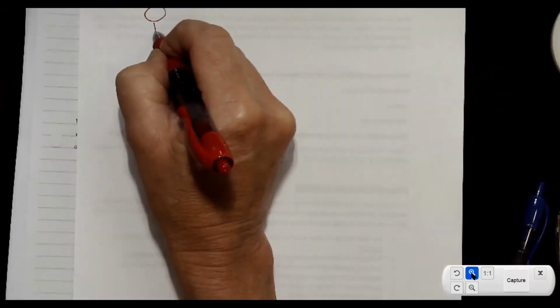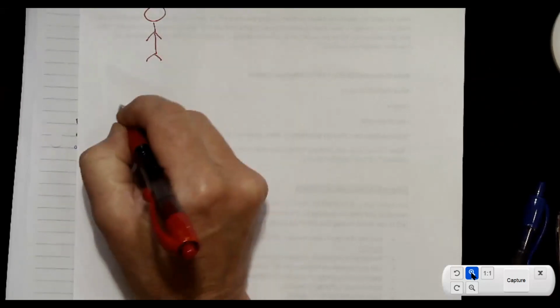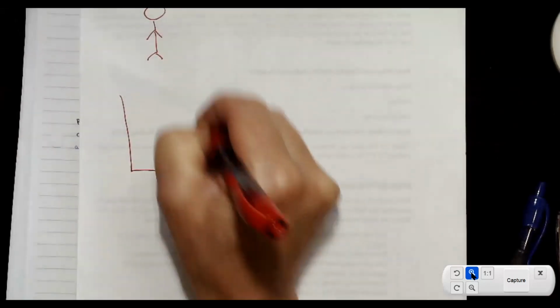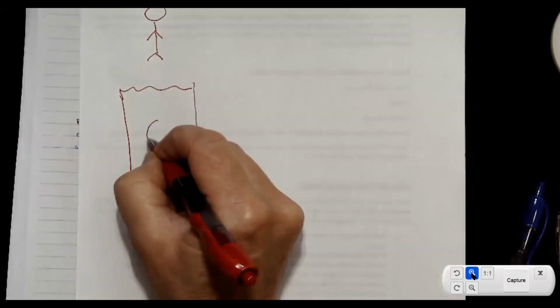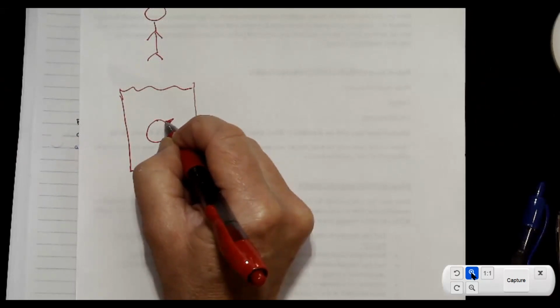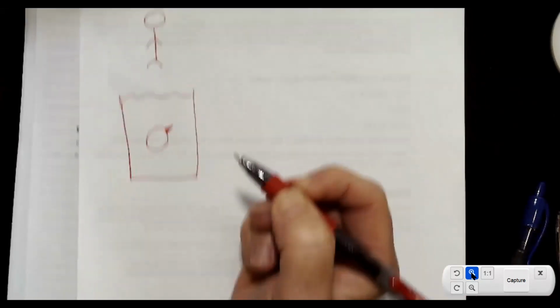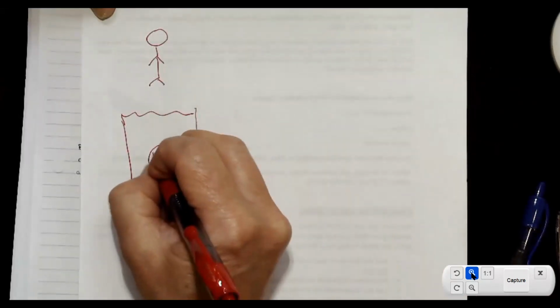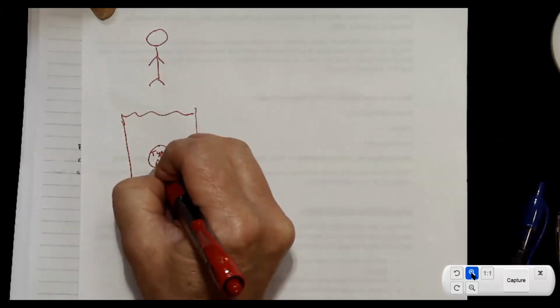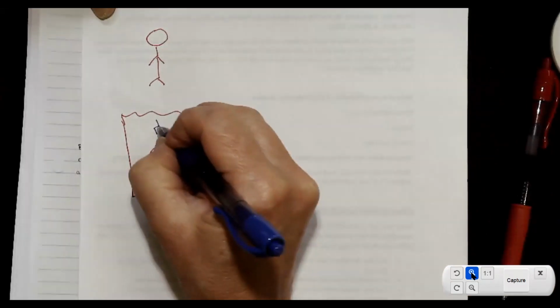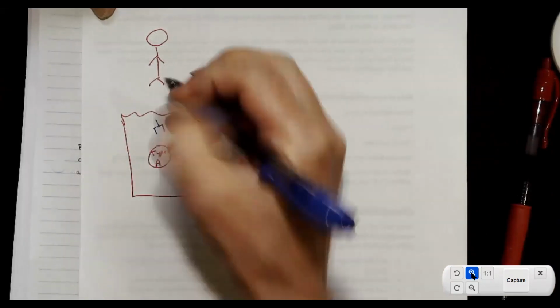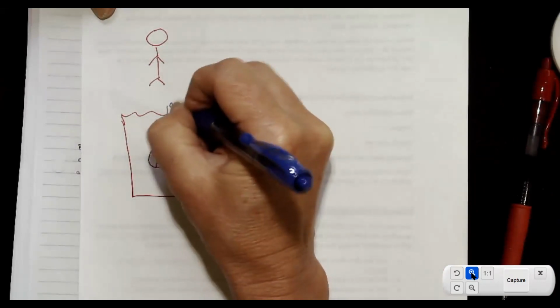I'll get my pen. Let's see. So let's take this person right here. Here's their blood in a beaker. And I know that their blood type has a spike. So what blood type does that have to be? That has to be blood type A. What antibodies are in here? Has to be anti-B. So this is anti-B.